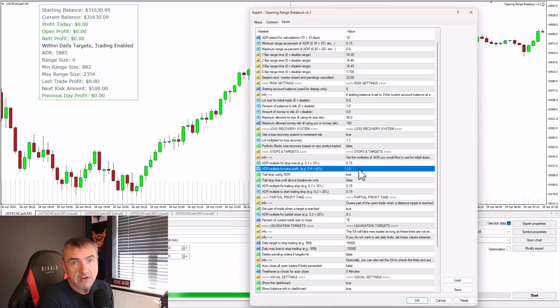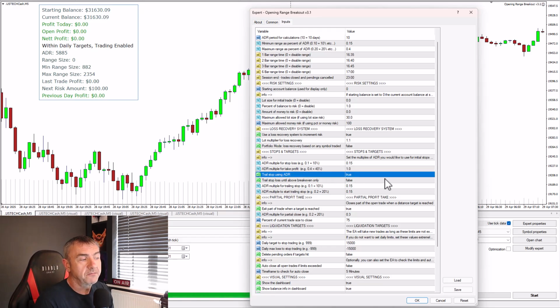You can adjust that to be whatever you want to be. We also have a partial profit take system, which I'll explain in a second. And the partial profit take system obviously can take a partial profit at a smaller percentage of ADR for you and let that runner go to the full target. You have also a trailing stop system, which also uses ADR.